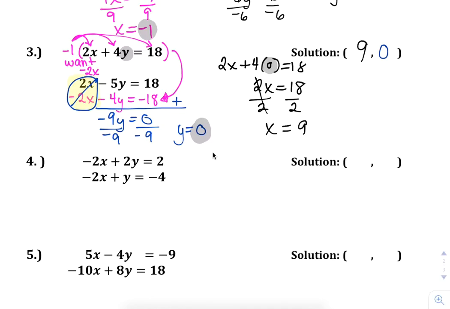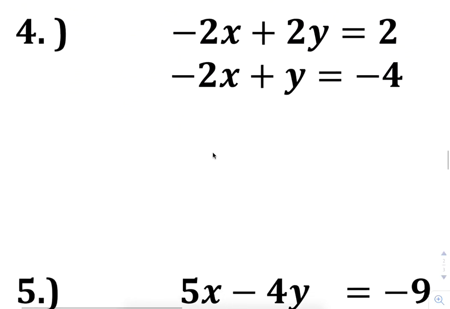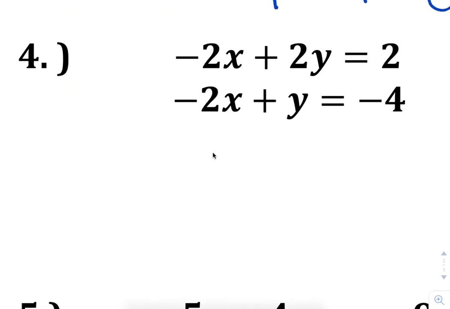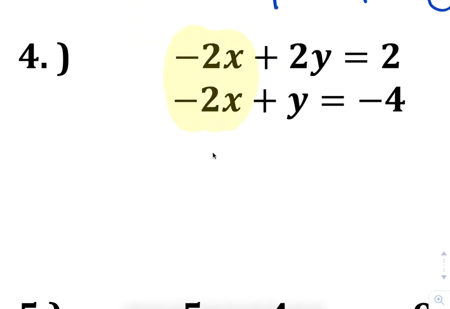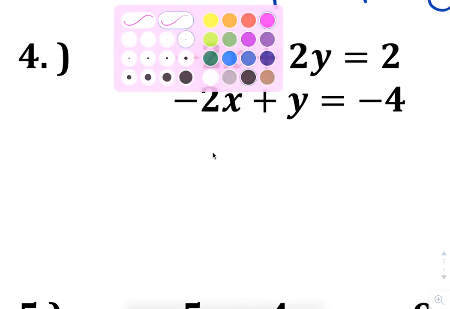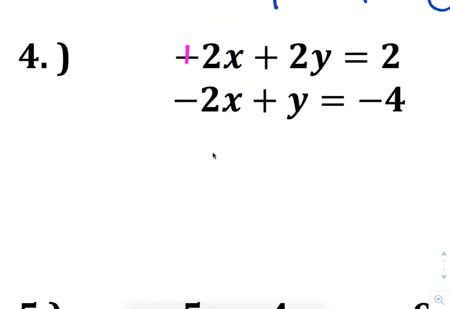Okay? If you need to pause that, write it down, or listen again, go ahead and do that now. We're going to jump to problem 4. All right, so on problem 4, again, it'd be really great if these could cancel, right? But they're both negatives. That doesn't cancel. So what do we want? Well, we want one of them to be positive. We can't just decide that, okay? What we need to do is change all the signs, okay?